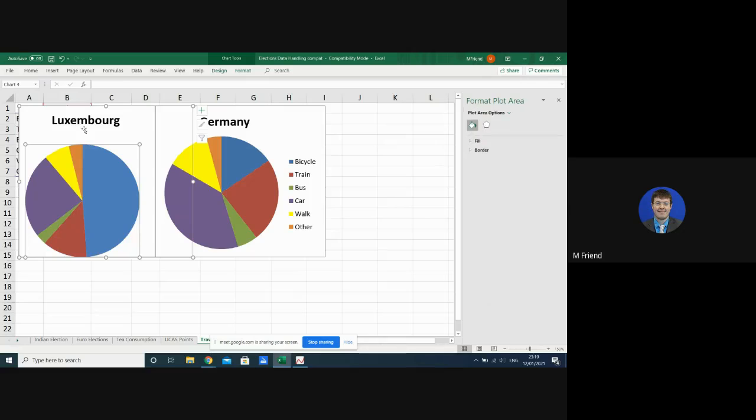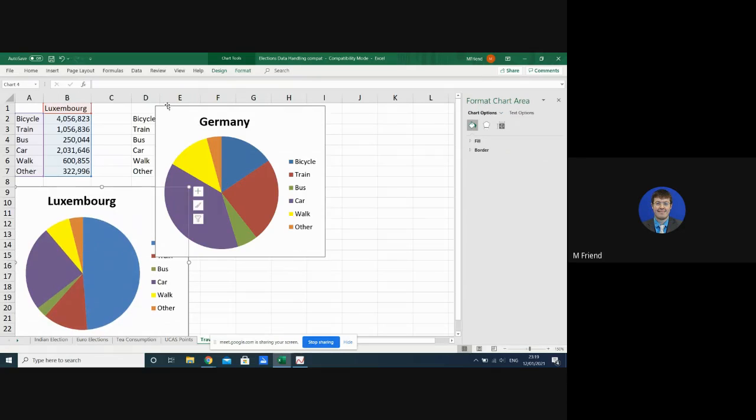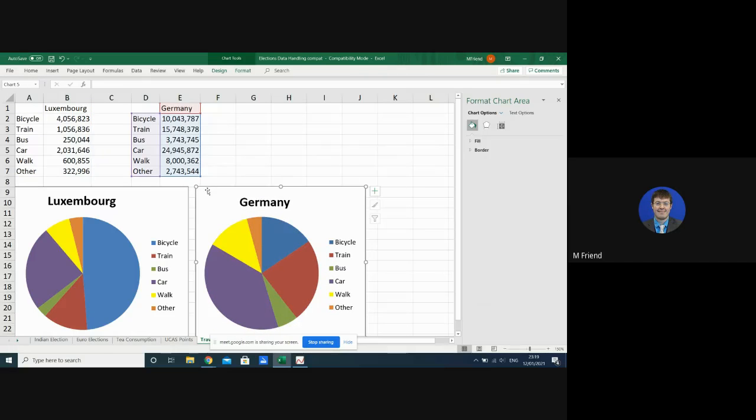If I drag these out of the way, underneath was the original raw data. And it turns out that Luxembourg is not a very big country. When you compare the populations of Luxembourg and Germany, Luxembourg is tiny in comparison to Germany. Germany is massive. And so you look at this, and although Germany only had 15%, and Luxembourg had 49%, it turns out that 15% of Germany's massive population is a bigger number than 49% of Luxembourg's small population.